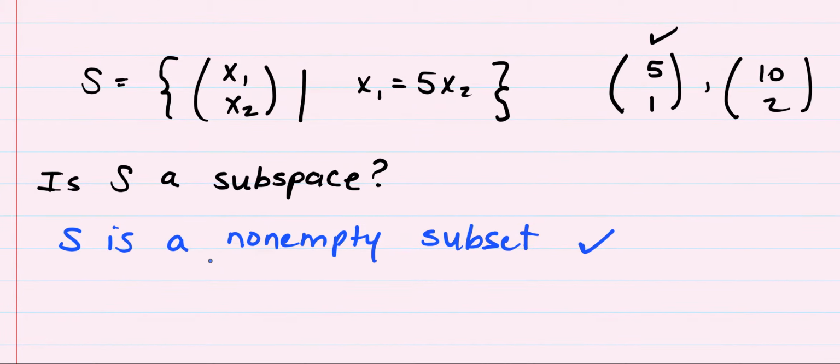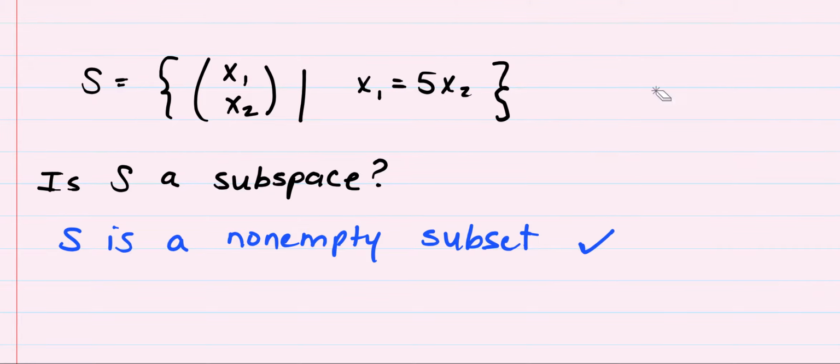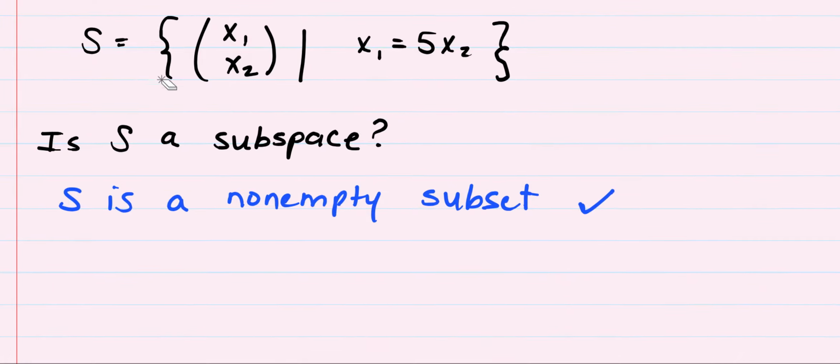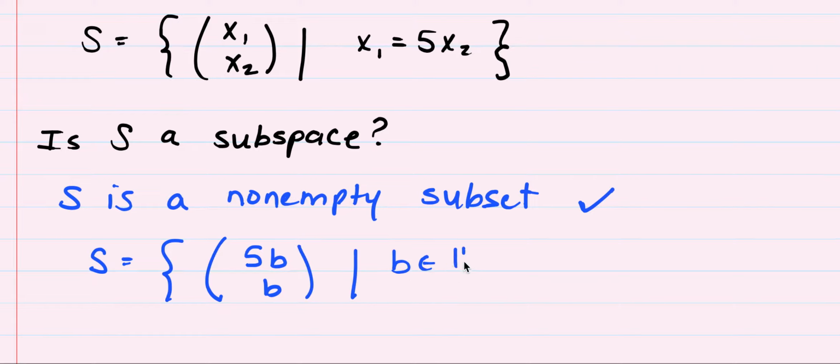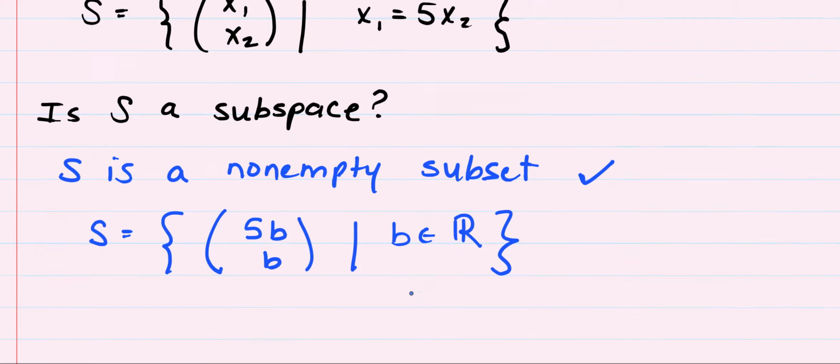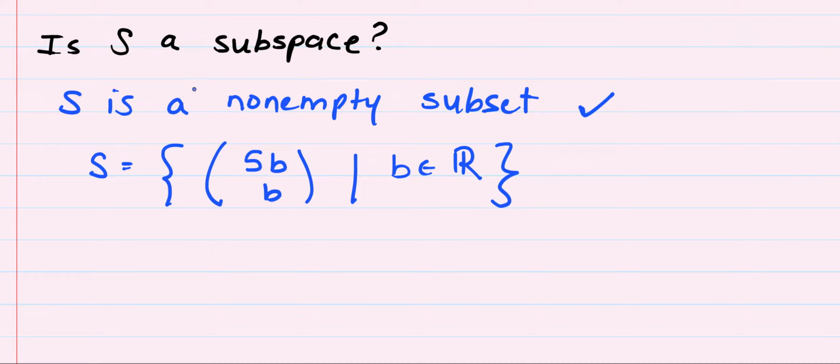Now we need to check that S is closed under vector addition and scalar multiplication. I'm going to actually write this set a little bit differently. I'm going to say that S is the set of all vectors (5b, b) such that b belongs to R. This is exactly the same thing, right? Because x1 is 5x2, so you just substitute 5x2 here. The only thing we need to say is that x2, here I say x2 is b, is a real number. So it's the same subset.